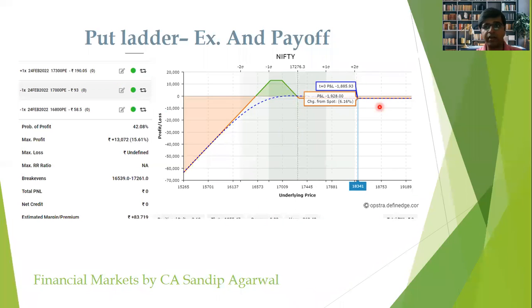So again, this is not a trade recommendation. This is only for the purpose of explaining the concept of the put ladder.